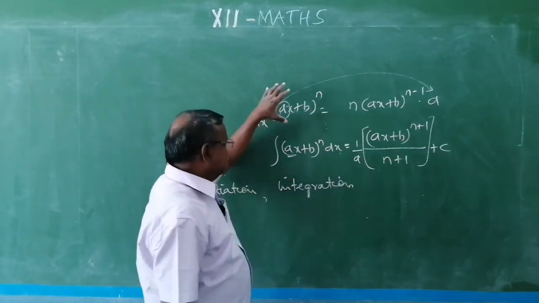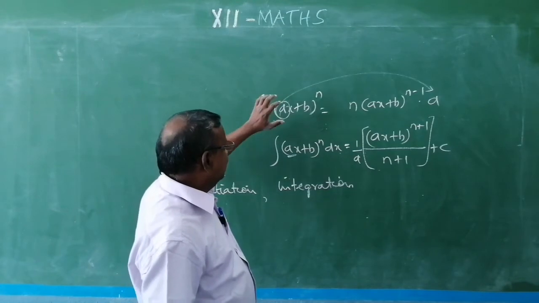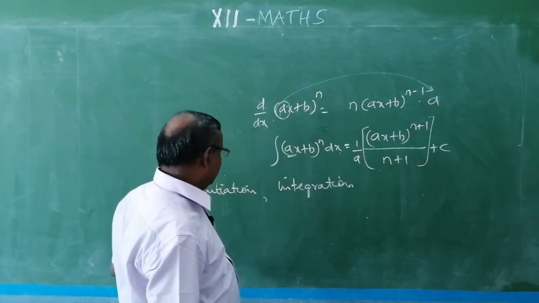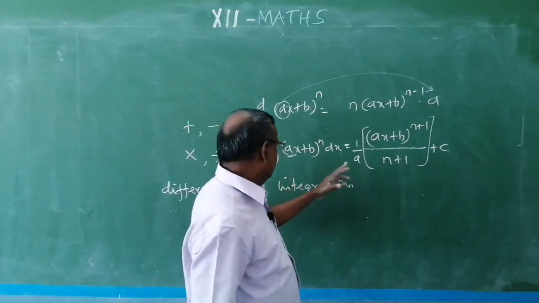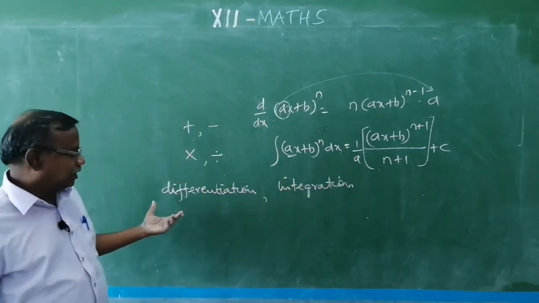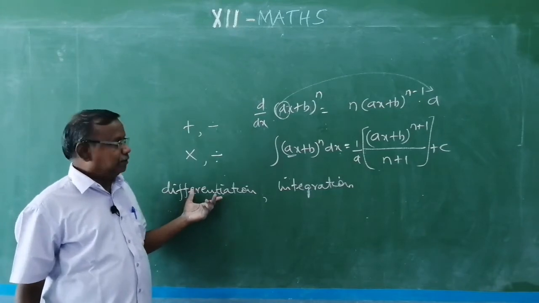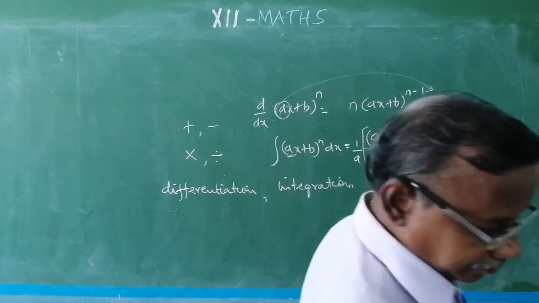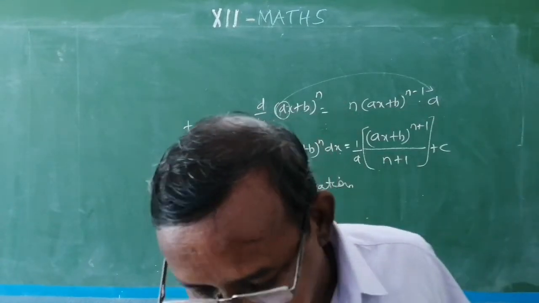That means in differentiation you have to multiply by the coefficient of the variable x, and in the case of integration you have to divide by it. So I told you differentiation and integration are a pair of inverses. Multiplication becomes division.